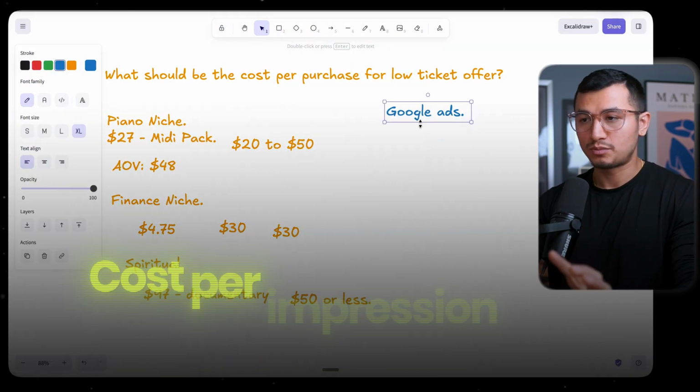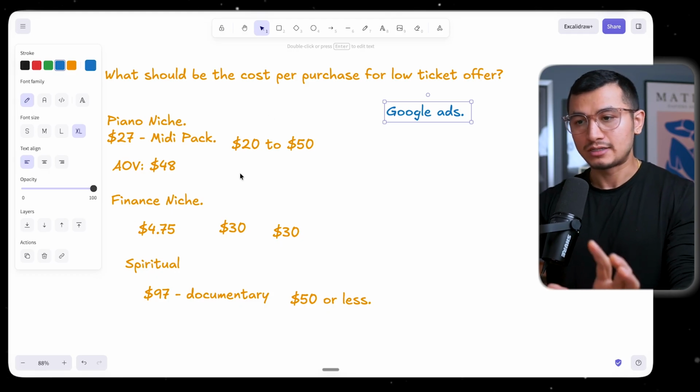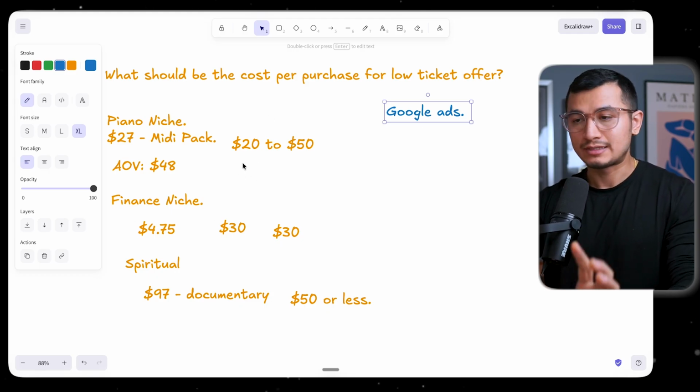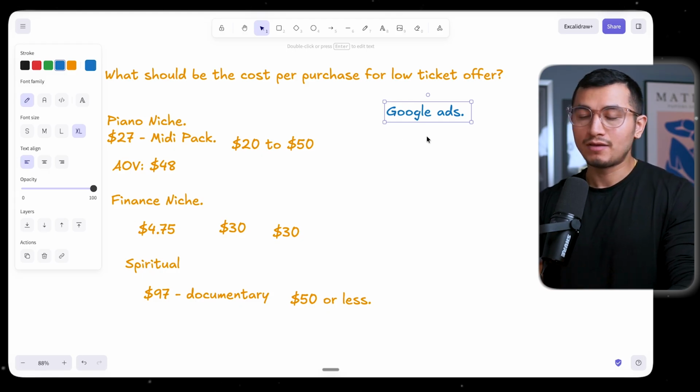The CPM, the cost per impression to show the ad, is about the same, which means the CPA and all those things are going to be the same. The only difference is that it just takes longer. You just have to test more. You just have to have more videos, and making videos takes time, right?